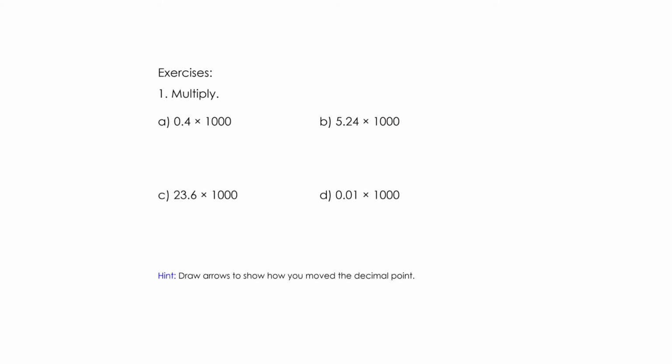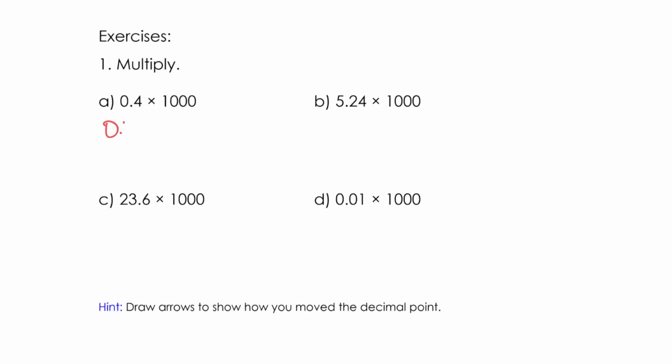Okay, and then multiply. So let's do this. I'm going to rewrite it and use a different color. 1, 2, 3. So we moved it over 3 spots, which means we added 2 zeros. Your answer is 400. Again, use a calculator to confirm this. 1, 2, 3. So we have an extra 0 there. So 5,240, because the 0 would go there.